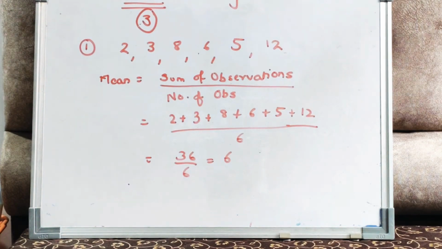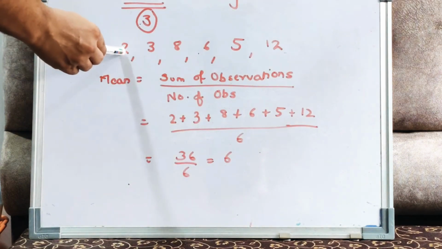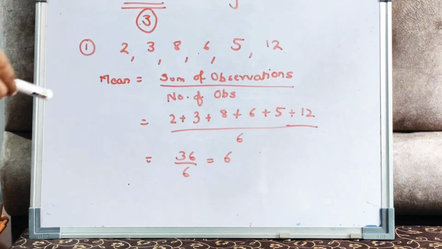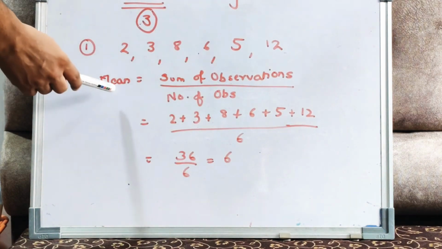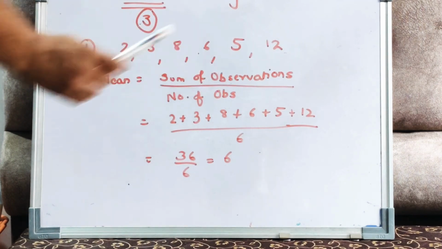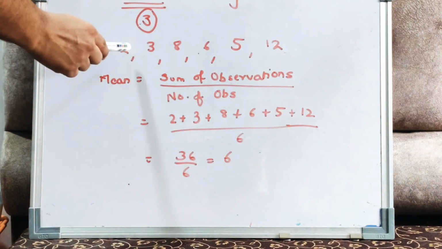So the first type is numbers will be given like this. Random numbers will be given and we'll be asked to find out the mean. Now what is the formula for mean? Mean is equal to sum of observations upon number of observations. Sum of observations means total.